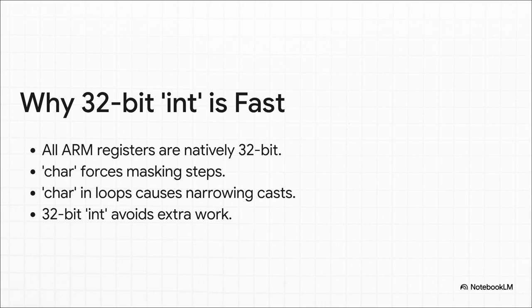But because all ARM registers are inherently 32-bit, whenever you tell the compiler to increment an 8-bit char, the compiler has to manually ensure that if the number hits 255, it successfully wraps back around to 0. To simulate this 8-bit limit inside a 32-bit space, the compiler literally has to inject extra masking instructions, like an AND operation with 0FF, right into your code. If you just use a native 32-bit int for your local variables, you avoid these extra execution steps entirely. It's a real game changer for saving precious time.